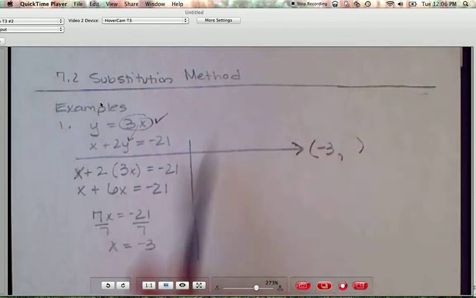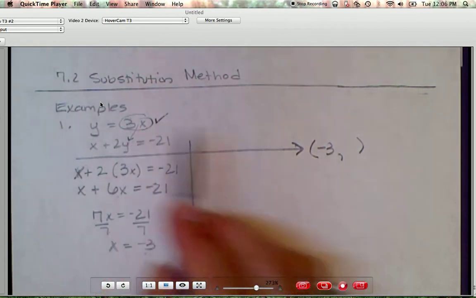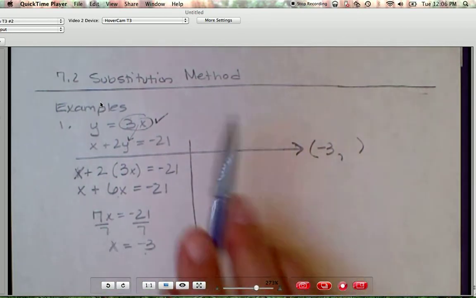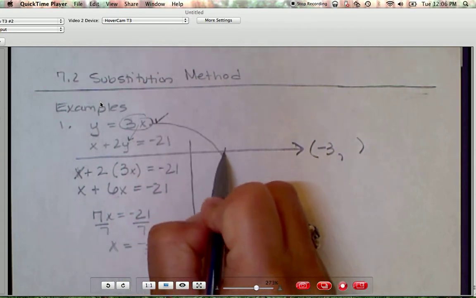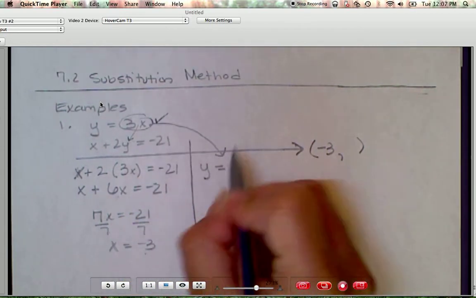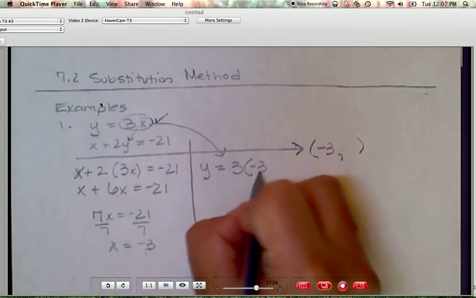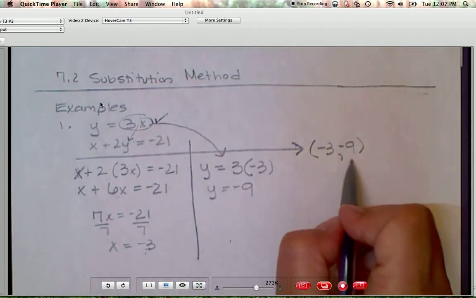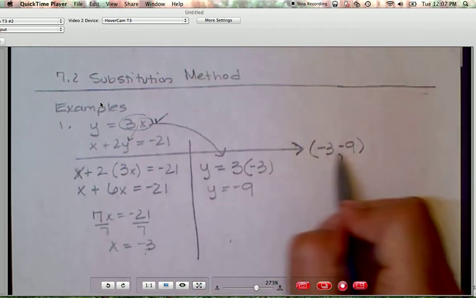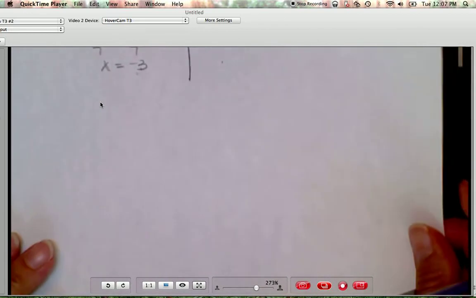So step 3 says plug in the answer into one of the equations and solve to get the other variable. Now it doesn't matter which equation you use, but I like to use the easiest one. I would say that this one's probably the easier of the 2 equations. So y equals 3 times our x value, which is negative 3. So y equals 3 times negative 3, which is negative 9. And here's the answer, or the solution to our system of equations, negative 3, negative 9. Okay. Let's try that one more time, then we'll talk about our 3 scenarios.